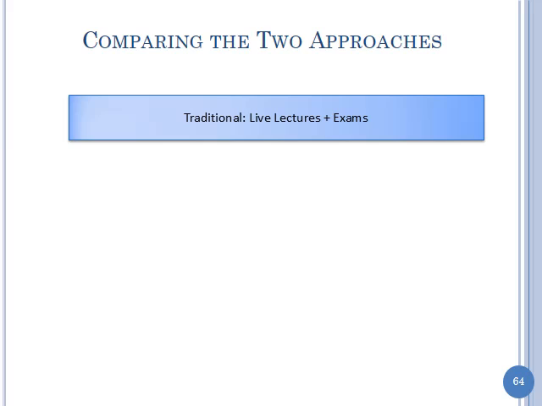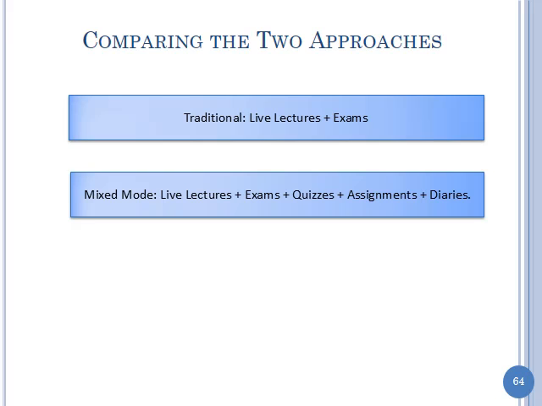So there is the classic approach, which in computer science systems courses is never really followed. The classic approach is live lectures and exams. And this is a really mixed mode, where you have live lectures and exams and quizzes, assignments, and diaries. Hopefully there's more active learning in the second approach, and so more learning. But here's a sort of trick question. Which approach do you think is going to frustrate you more, even at the end of the course?